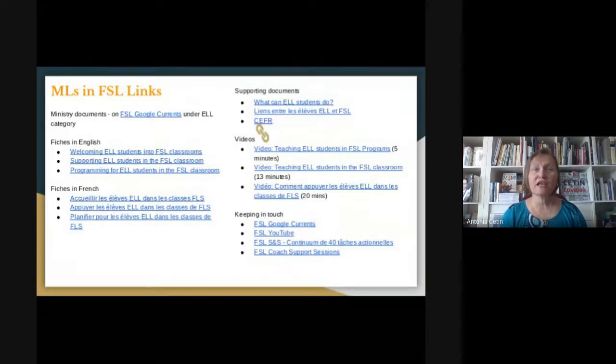And our FSL scope and sequence of 40 action-oriented tasks gives lots of ideas on how to get to know your student, on how to teach language structures, including ideas for language structures for a particular task, and many online resources available to support student learning. You can keep in touch and stay current by checking out our FSL Google Currents, by exploring our FSL YouTube channel, and by attending or requesting coach support sessions.